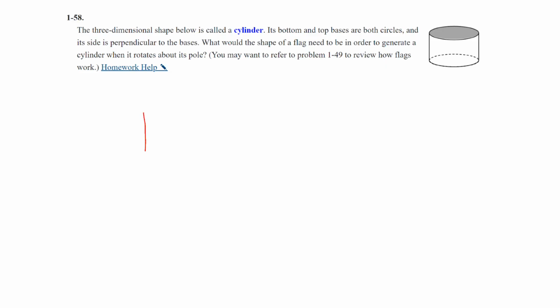So if we pictured this, here's the flag or the pole, and you want it to represent a cylinder. So kind of get that idea in the middle there as it rotates around. And if you did that, then you could just have a rectangle. And think about as that rotates, it's just going to create this width here as this dimension, and then the length as this one. So the flag would need to represent a rectangle.